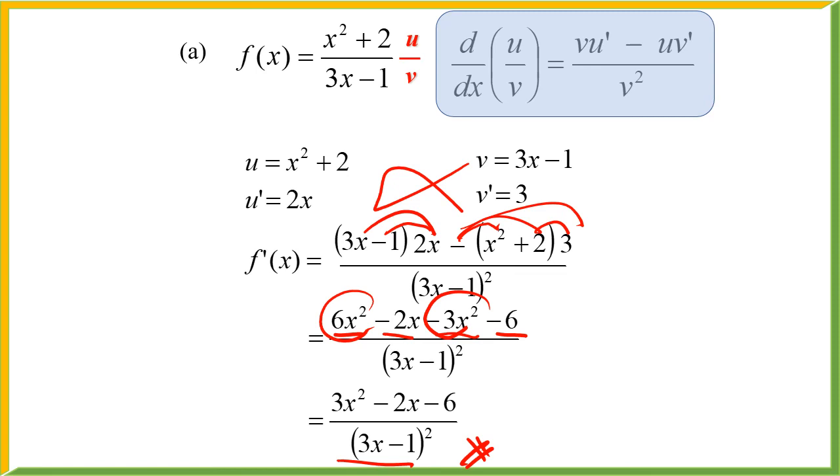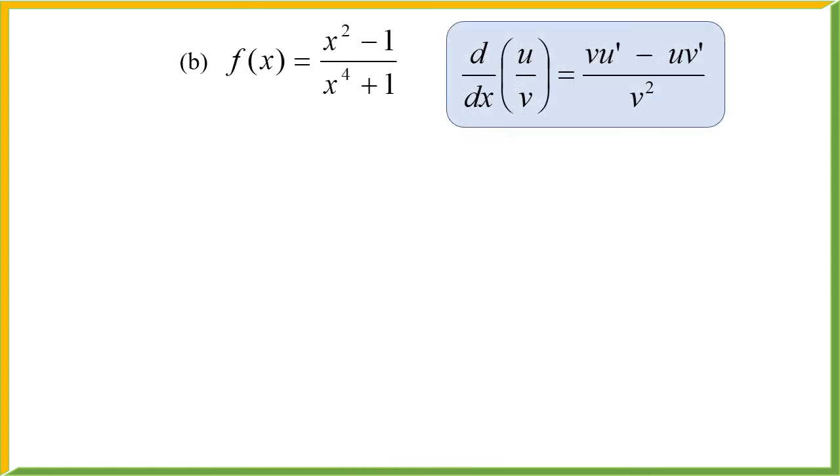Okay, for b, the last example, f(x) equal to x squared minus 1 over x power 4 plus 1. So which one is the u, which one is the v? So numerator is u, denominator is v. So find u and v. So you have u equal to x squared minus 1 and v equal to x power 4 plus 1. So u prime is equal to 2x. So v prime is equal to 4x power of 3.